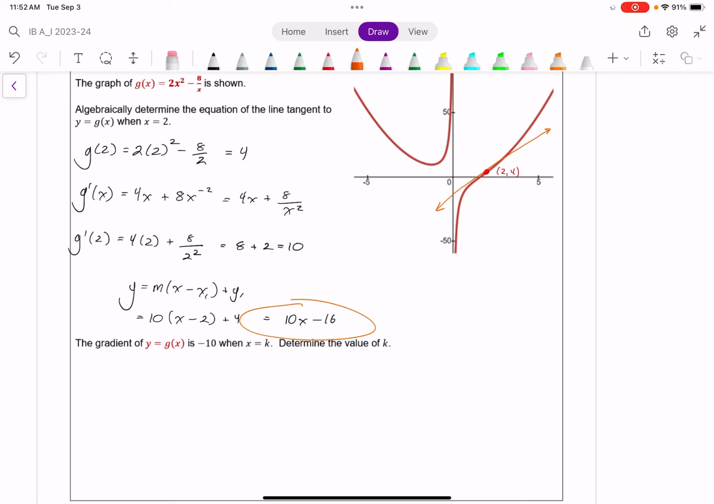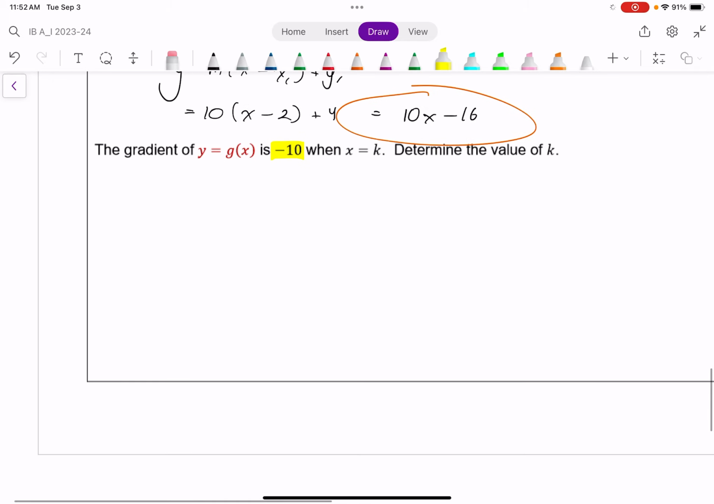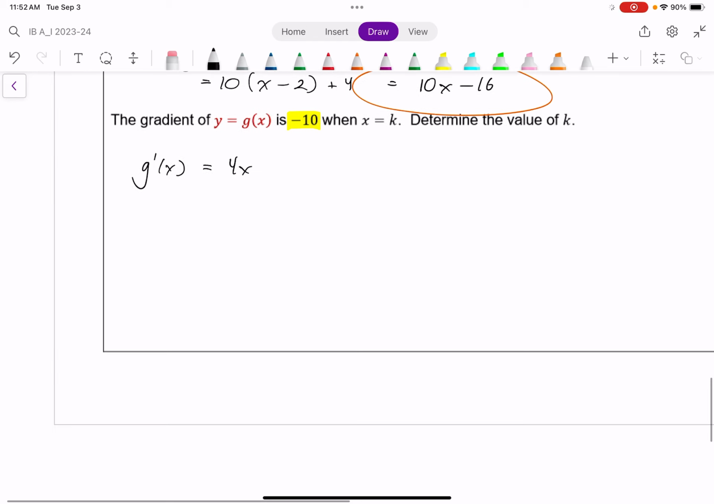Lastly, the gradient of g of x is negative 10 at some point. Okay, where is that? So at some point on this function has a gradient of negative 10, which means the slope is going down. To find that, I need to take my derivative, which we've already figured out. So I'll write this down again. g prime was 4x plus 8 over x squared. But at some value of k, this equals negative 10. So I can make this equal negative 10 as long as I take these x's and change them to k's. So that's really what we're finding. At some point, when x is equal to k, we have this.